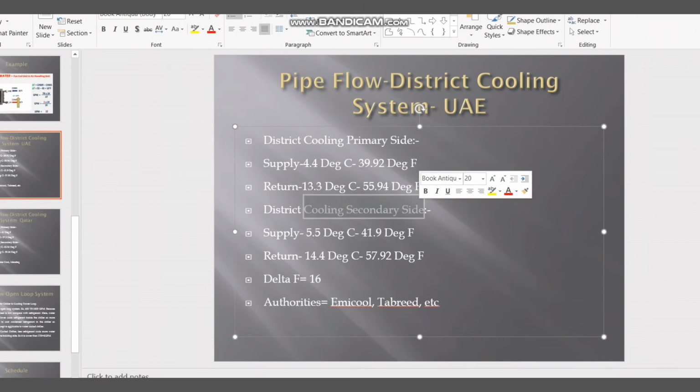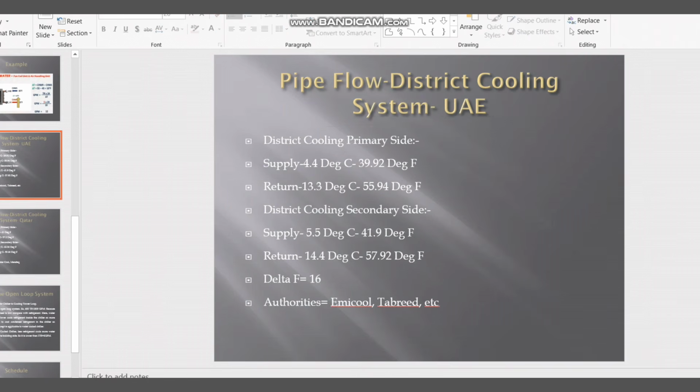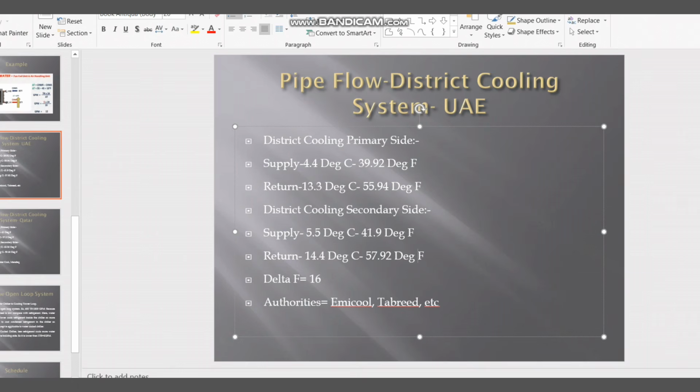District cooling secondary side, that means the building side, it is 5.5, 14.4. In Qatar it was 6.2, 15.2. So that is the only difference. But if you see the delta T, 57.92 minus 41.9, it is still 16 degrees. So delta T is 16 degrees for the district cooling system.